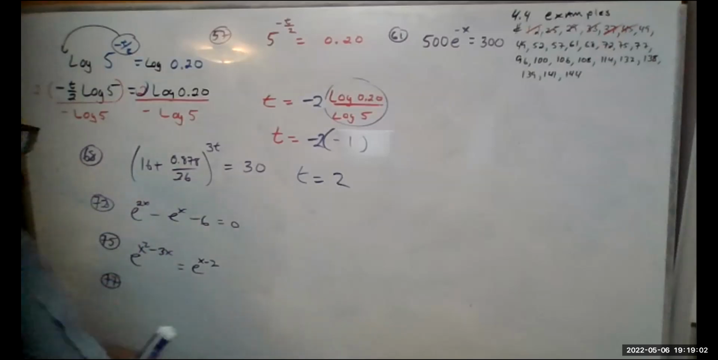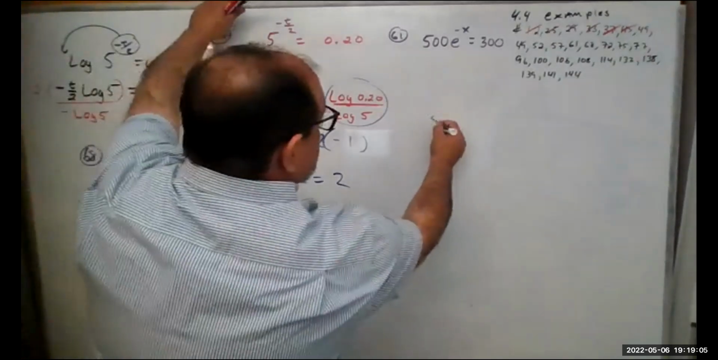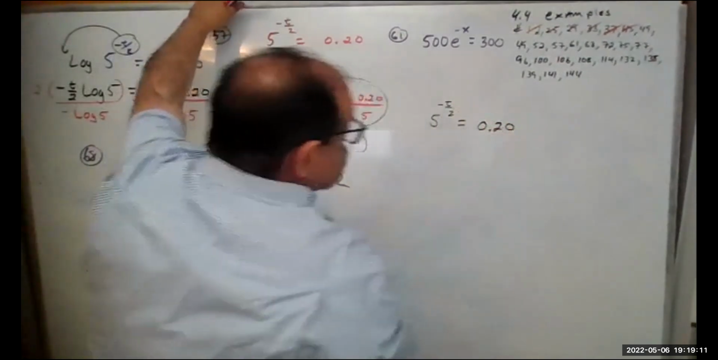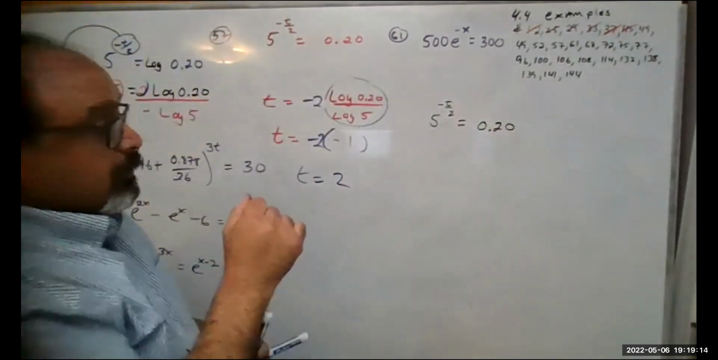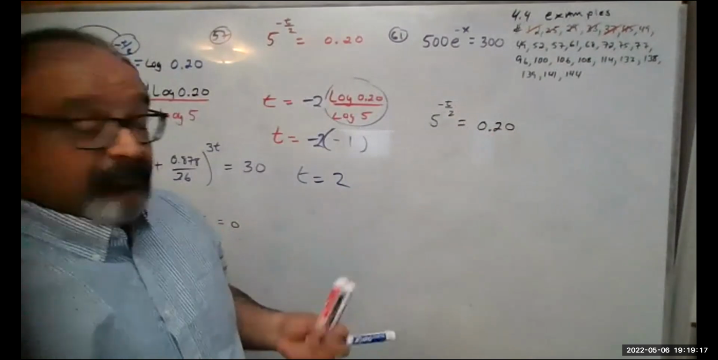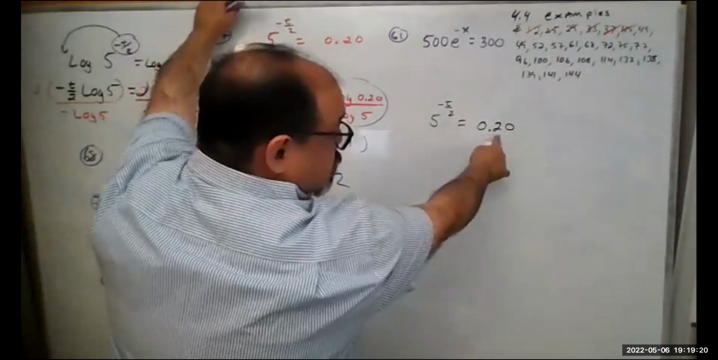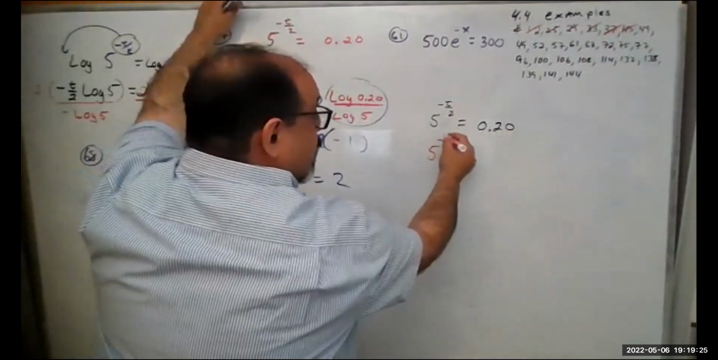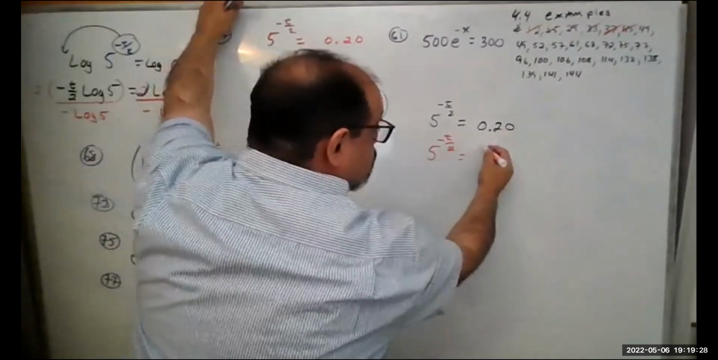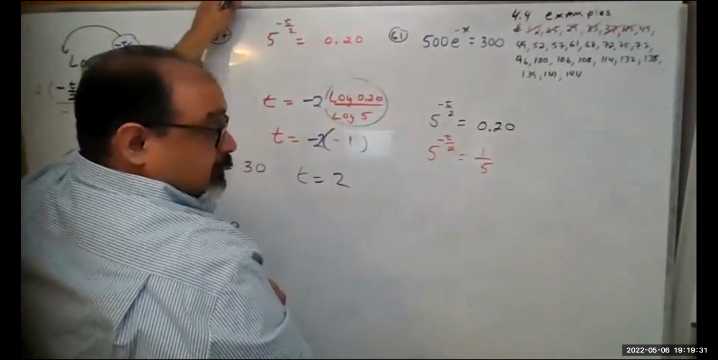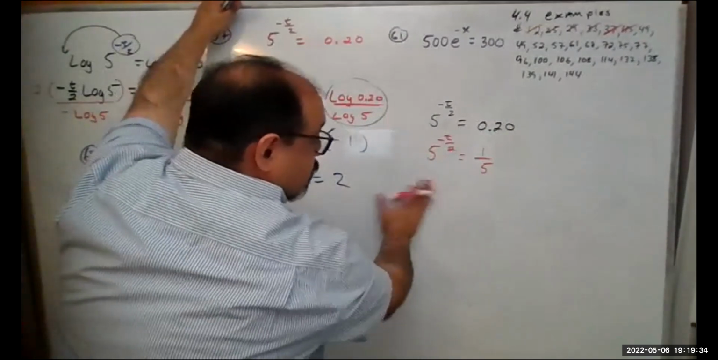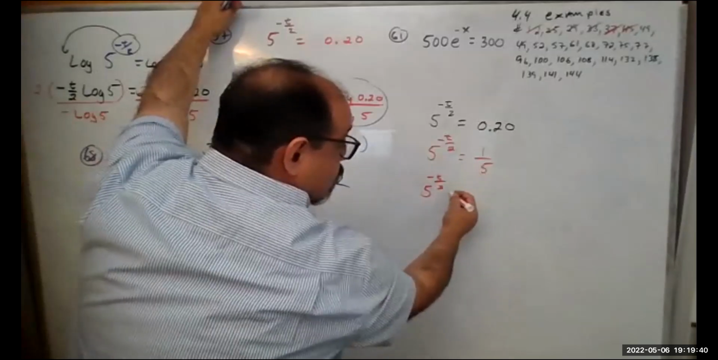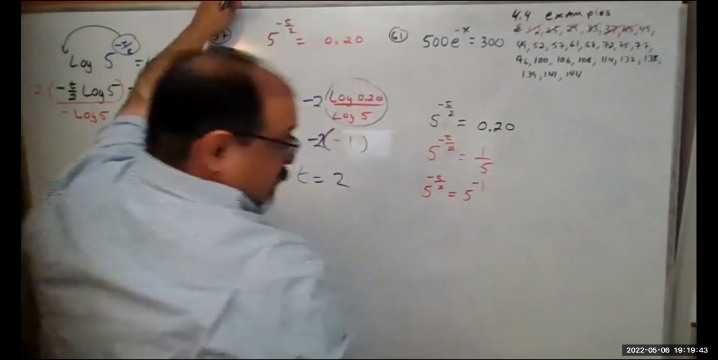Because what I saw earlier before I even started the problem, 5 to the -t over 2 equals 0.20. So when I first started this, I'm going, all right, wait a second, 0.2? 0.2 is 1/5. I can change that to a fraction. 20 cents is 1/5 of $1. So this is 5 to the -t over 2, and this is equal to 1/5 as a fraction, which means this is 5 to the -t over 2, and this is equal to 5 to the -1.